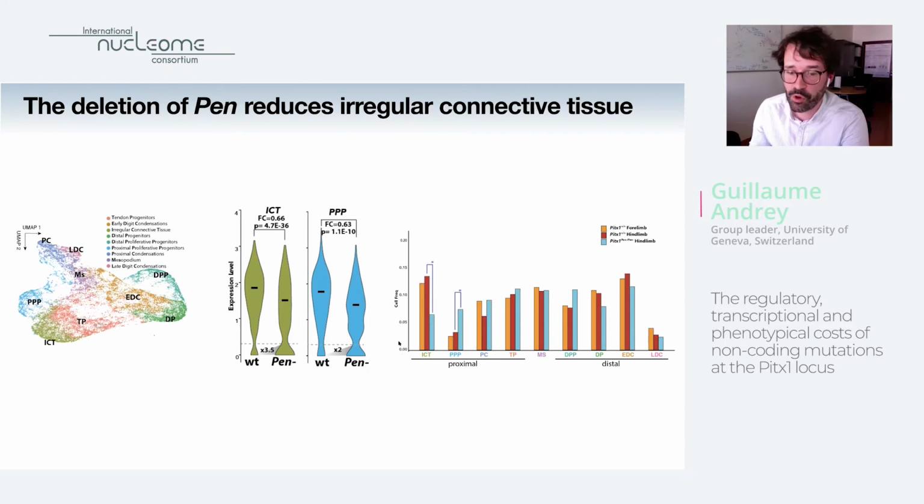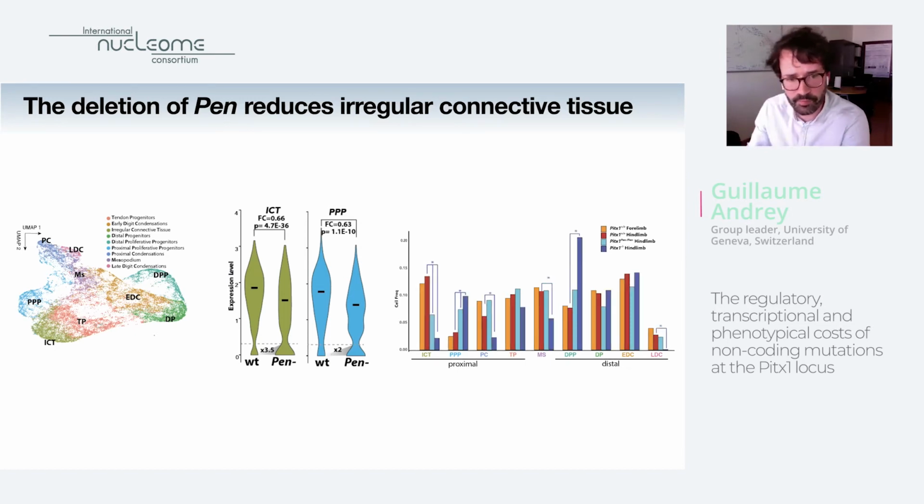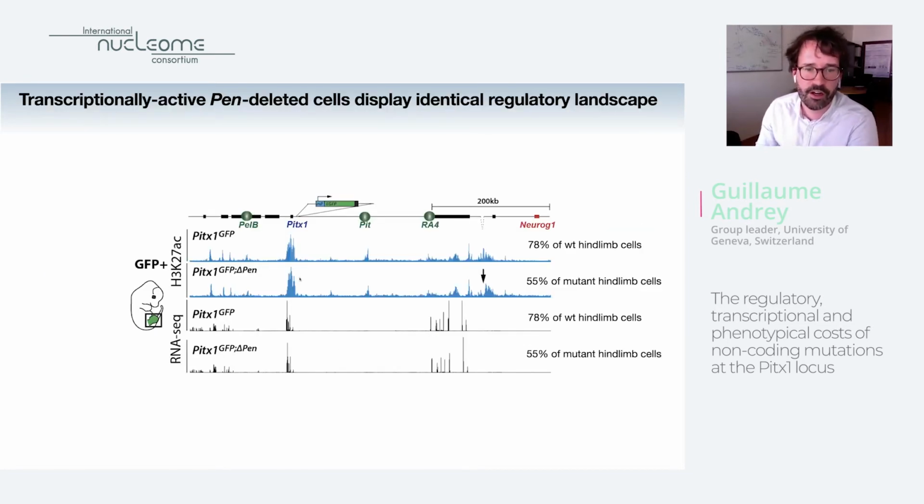So the last point we wanted to address on that part was to know what happened to these cells that stopped completely expressing the Pitx1 gene. Is there something really fundamentally going wrong in terms of 3D structure, in terms of regulatory landscape activity? So what you can see here first is if we look at the GFP positive cells, right? We know that in the wild type they constitute 78% of the limb cells, but in the mutant, there are a bit less of them.